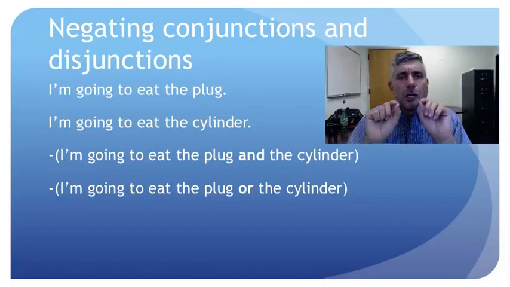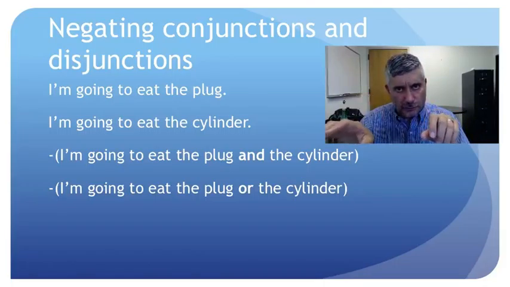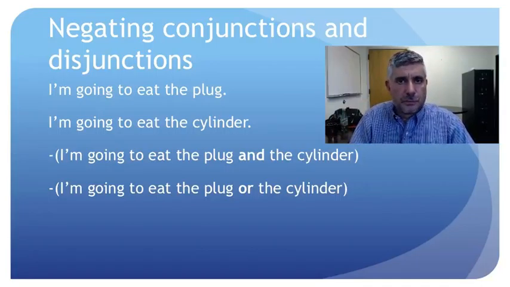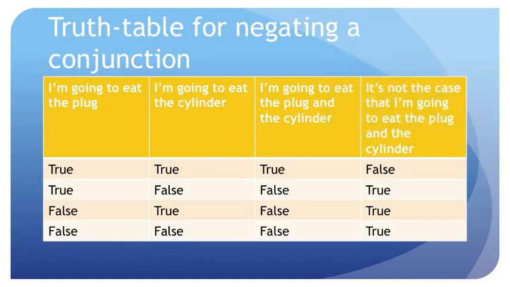So negating a conjunction gives us a different result than negating a disjunction. And that's exactly what we should expect if we look at the truth table that results from applying negation to a conjunction and applying negation to a disjunction. Remember, when we apply negation to a conjunction, we're applying negation to a proposition that's true only when both of its two conjuncts are true. In every other scenario, it's false.